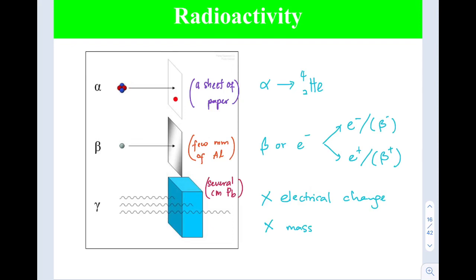We can also carry out an experiment using a magnetic field, where we observe deflection of the movement for alpha and beta because they have charge. But no deflection will be observed for gamma when placed within a magnetic field, since it has no charge. We will discuss this in detail in Physics 3 later on.